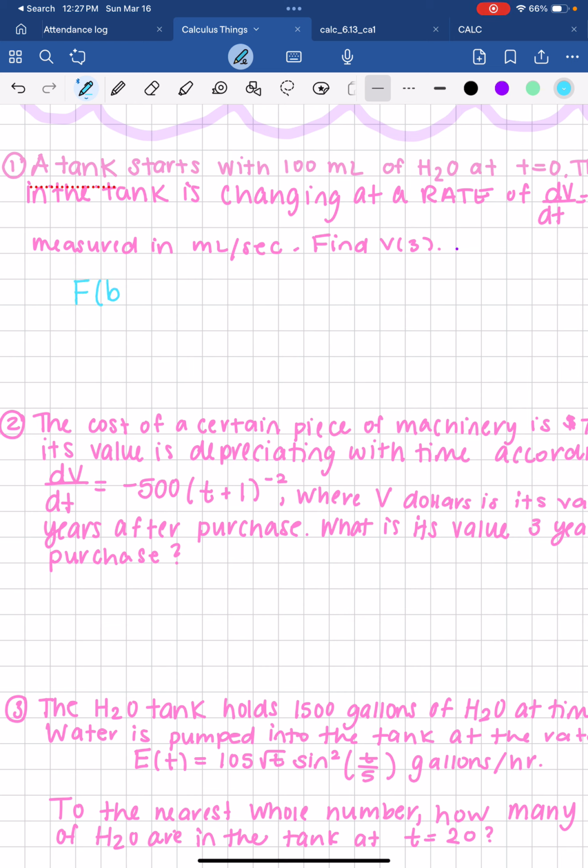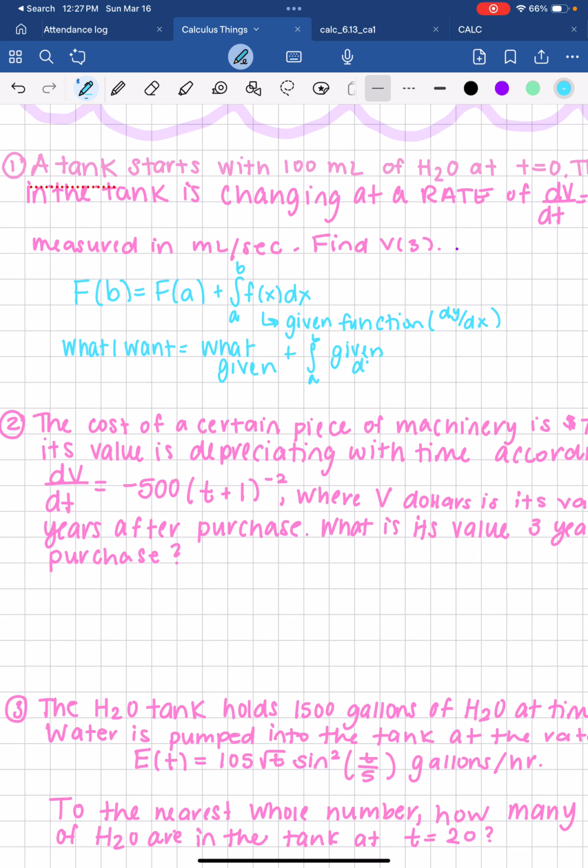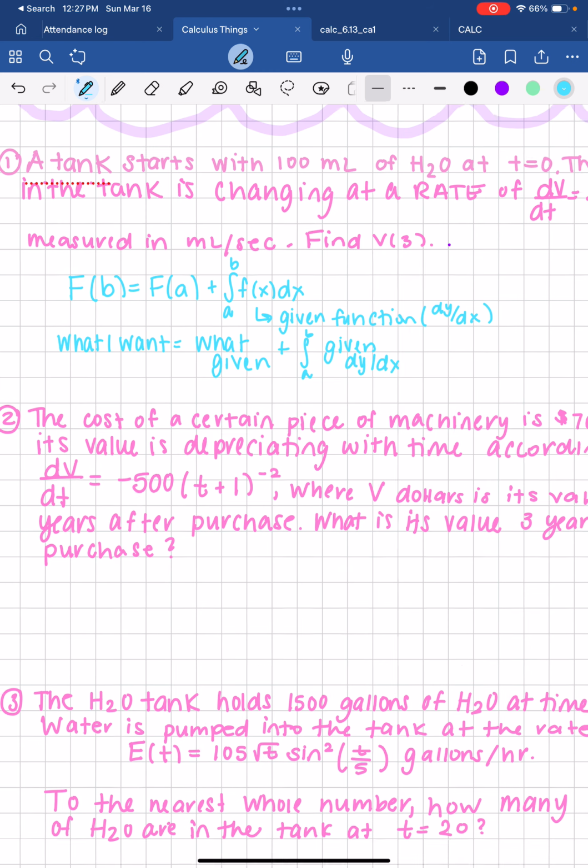So we're going to have F of b equals F of a plus the integral from a to b of lowercase f of x dx. And this is going to usually be whatever function they give us. So this is going to be the given function, which is going to be the derivative, so dy dx. Now, what I like to say in my class is what I want equals what I'm given plus the integral between the two of them of the given derivative. Okay? So we're going to use that for this particular question right here.